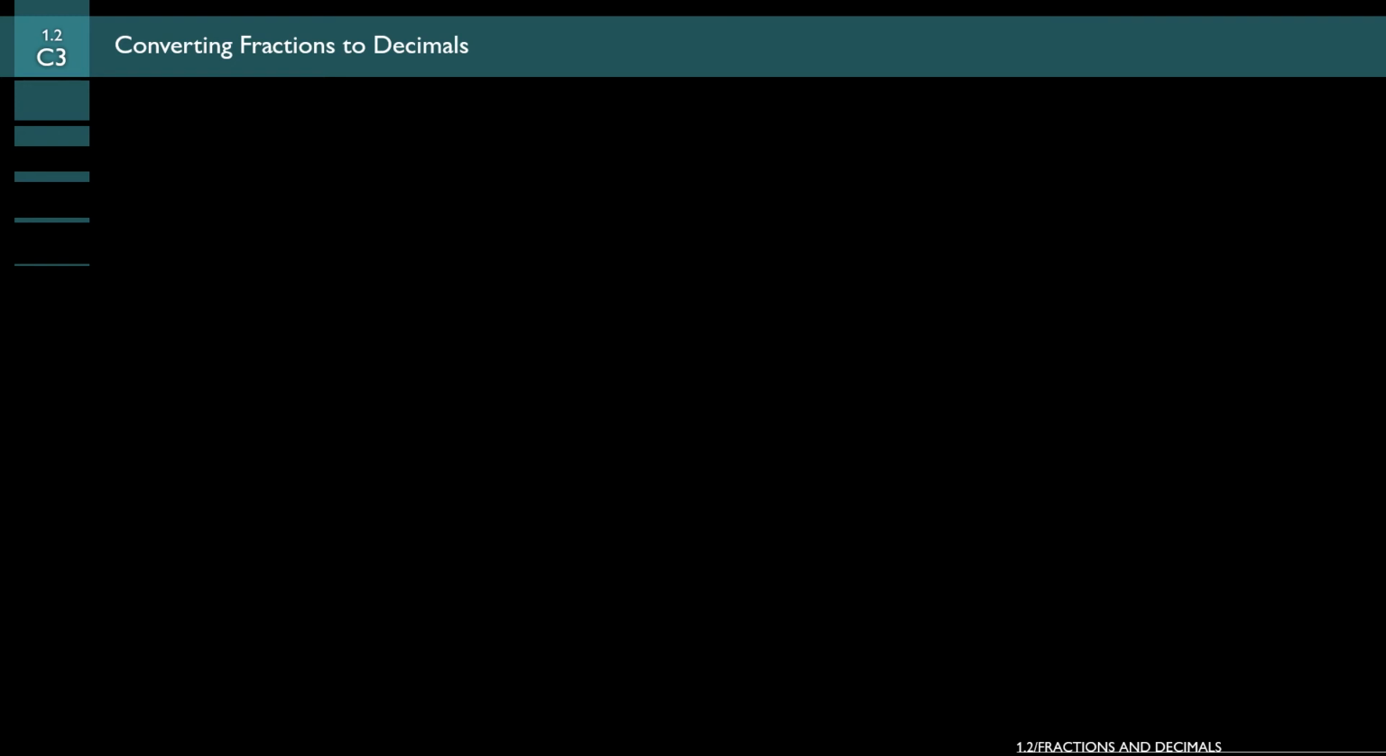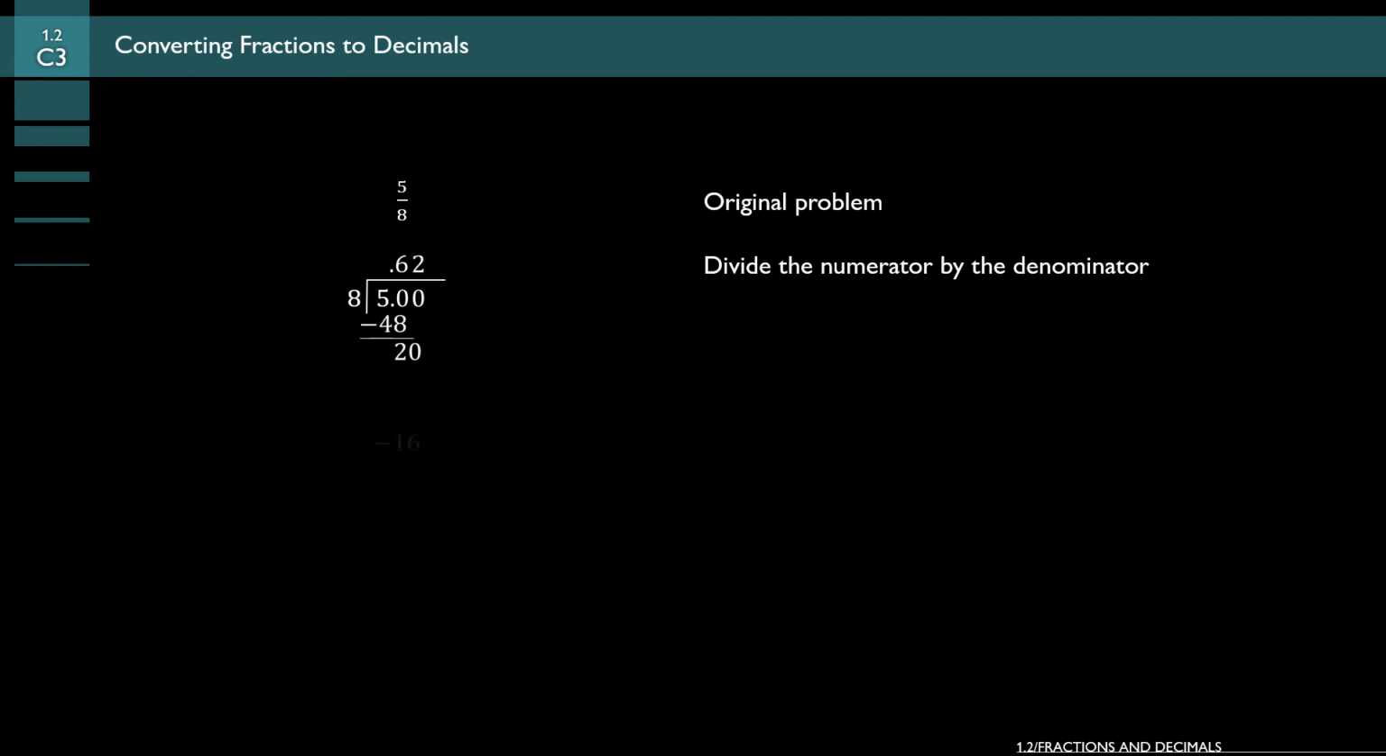Now we're going to take a look at converting fractions to decimals. We're going to continue on with 5/8, and what we want to do is divide the numerator by the denominator. So 8 is going to be our divisor, and 5 is going to be our dividend. Whatever our quotient is, that is going to be the solution to how to convert from fractions to decimals.